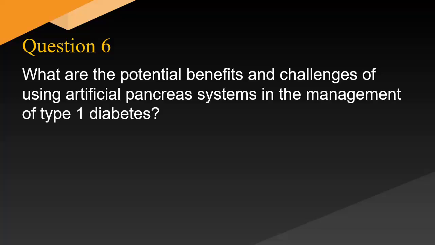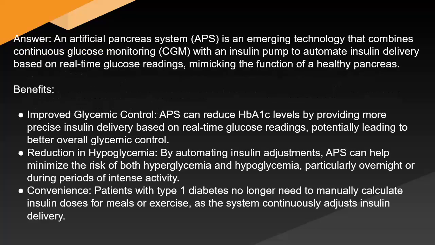What are the potential benefits and challenges of using artificial pancreas systems in the management of type 1 diabetes? Answer: an artificial pancreas system (APS) is an emerging technology that combines continuous glucose monitoring (CGM) with an insulin pump to automate insulin delivery based on real-time glucose readings, mimicking the function of a healthy pancreas.